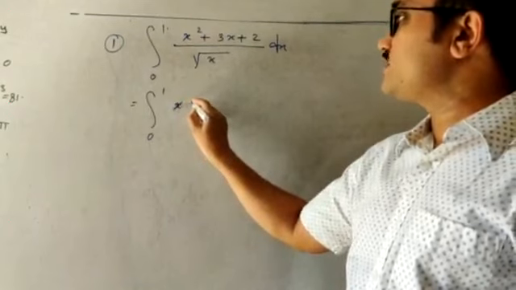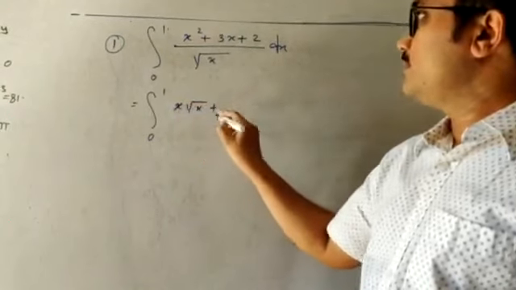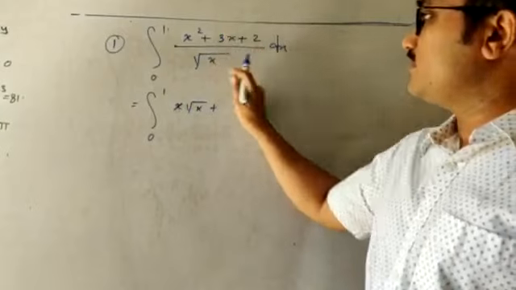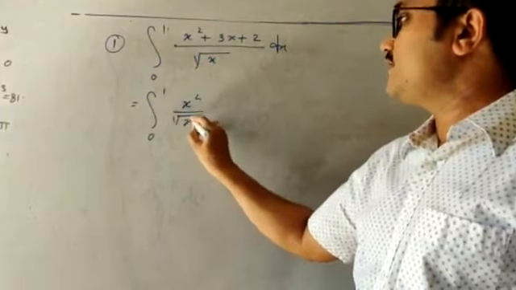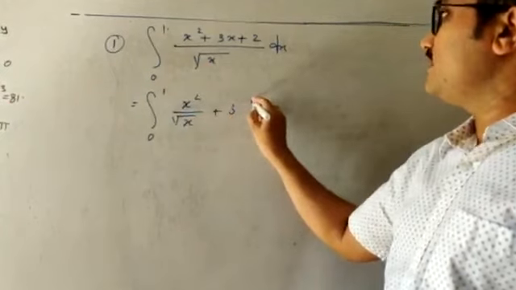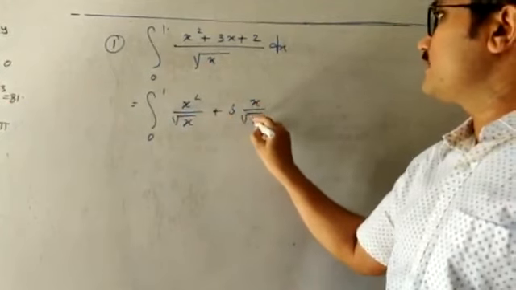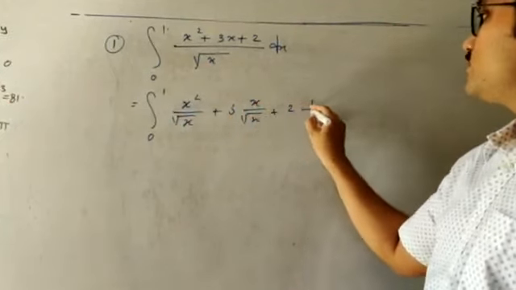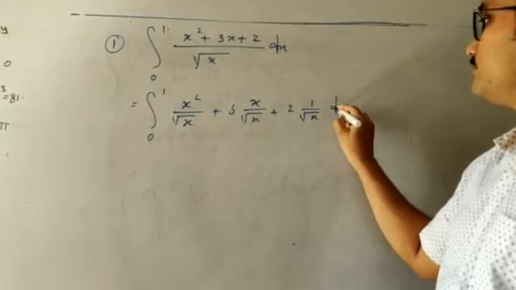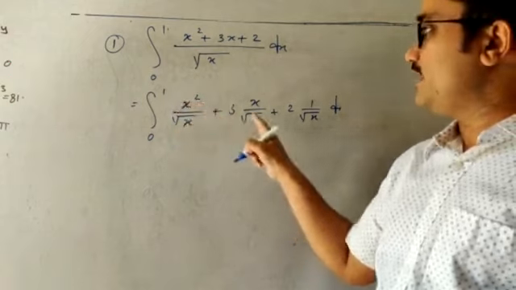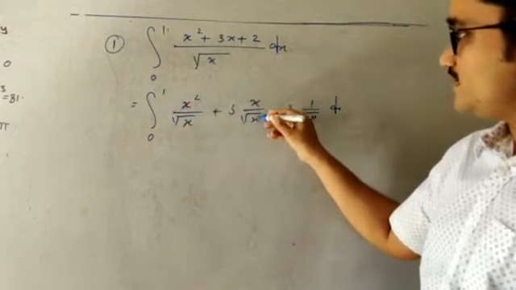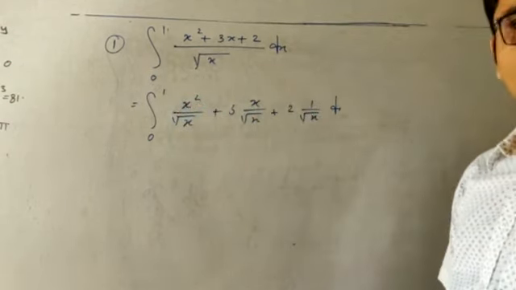So shall I say this is x root x plus... if we shift it on the top, we can write this as x square upon root x, plus 3x upon root x, and plus 2, it is 1 upon root x. Now when it comes to x square, you can write this as x into x. Now how to write this? We know x upon root x is nothing but root x.